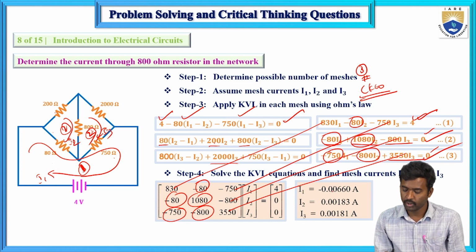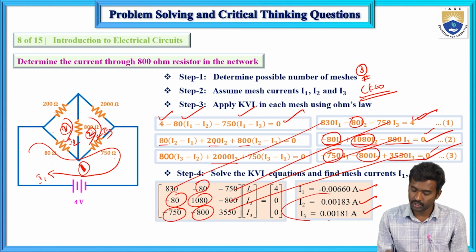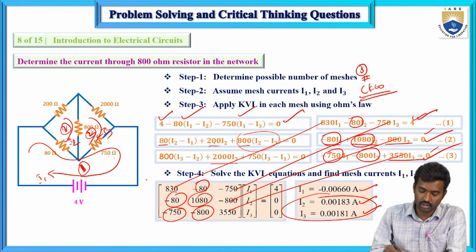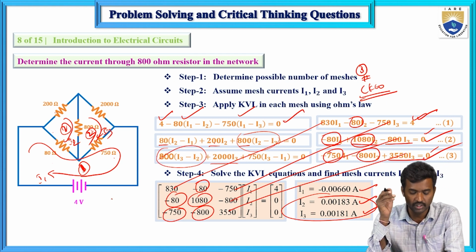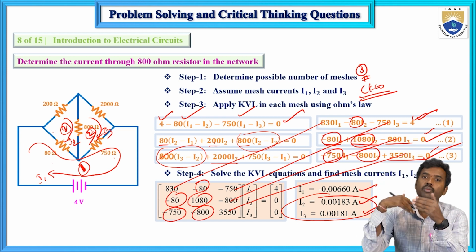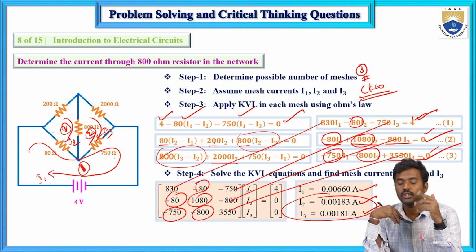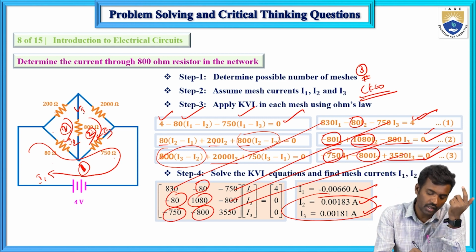For I1 we get 0.00660, I2 is 0.00183 and I3 is 0.00181. These are the mesh currents. From the mesh currents, now we have I2 and I3, and from I2 and I3 we can determine the current in this 800 ohm resistor. From top to bottom it is I2 minus I3, and from bottom to top it is I3 minus I2. If you consider upwards, it is I3 minus I2.